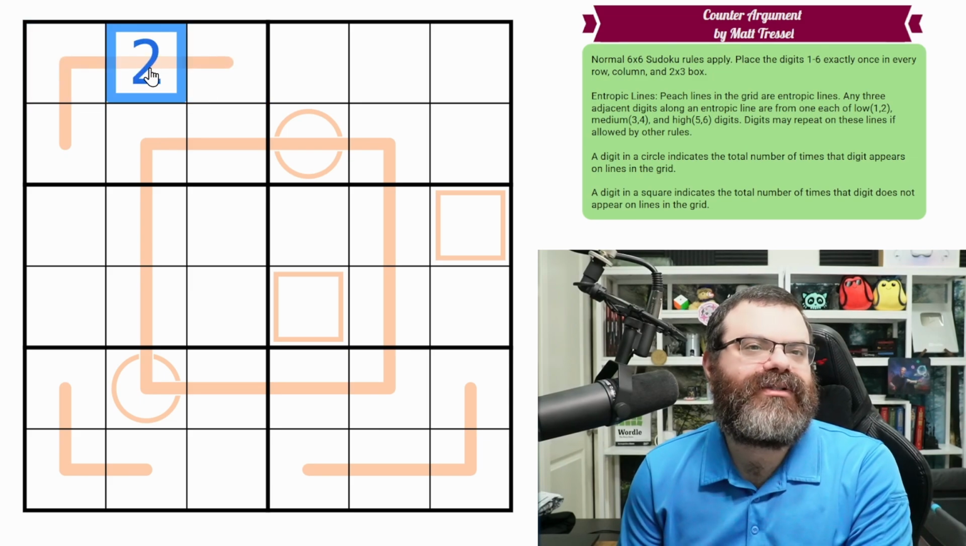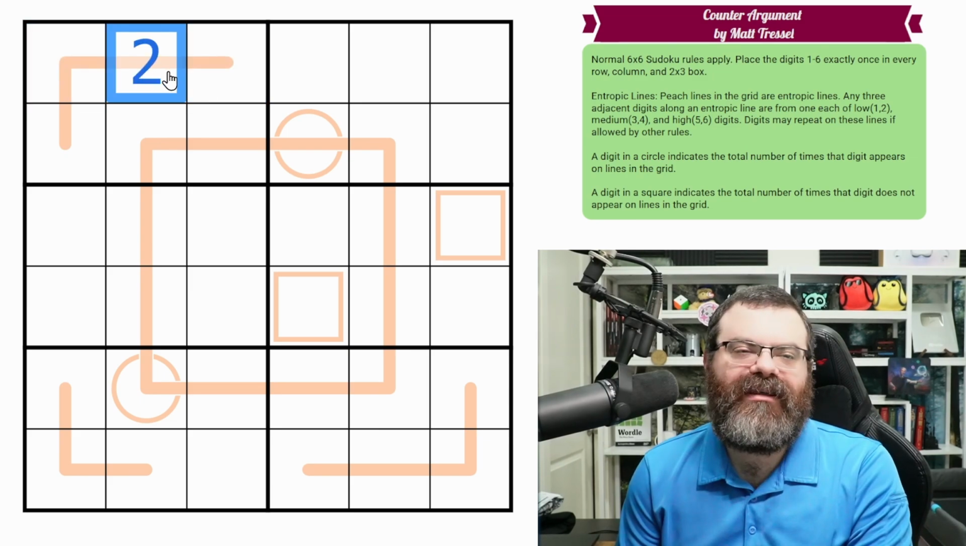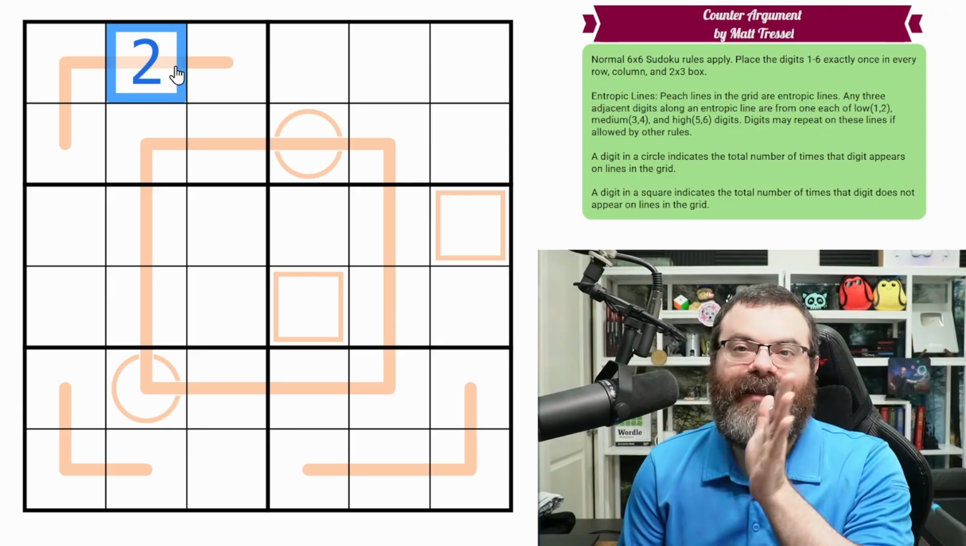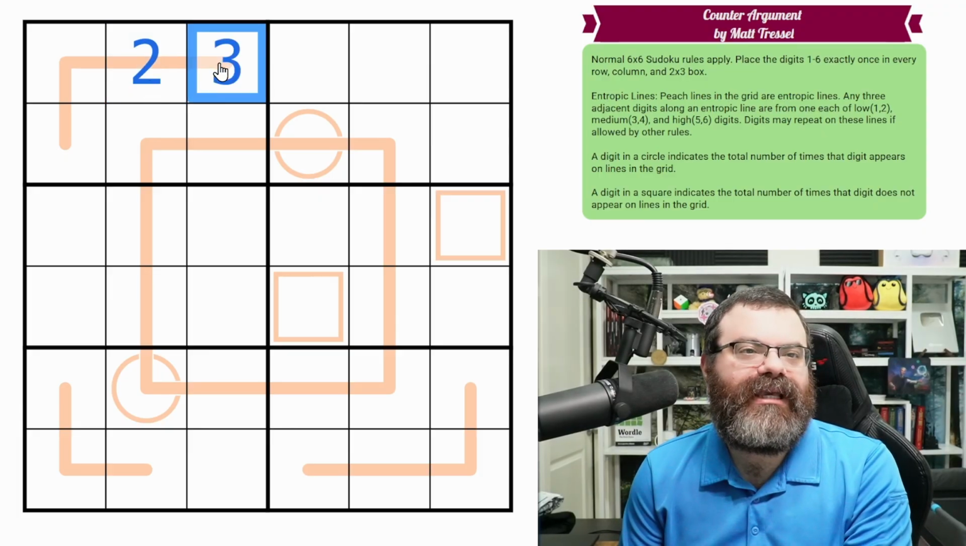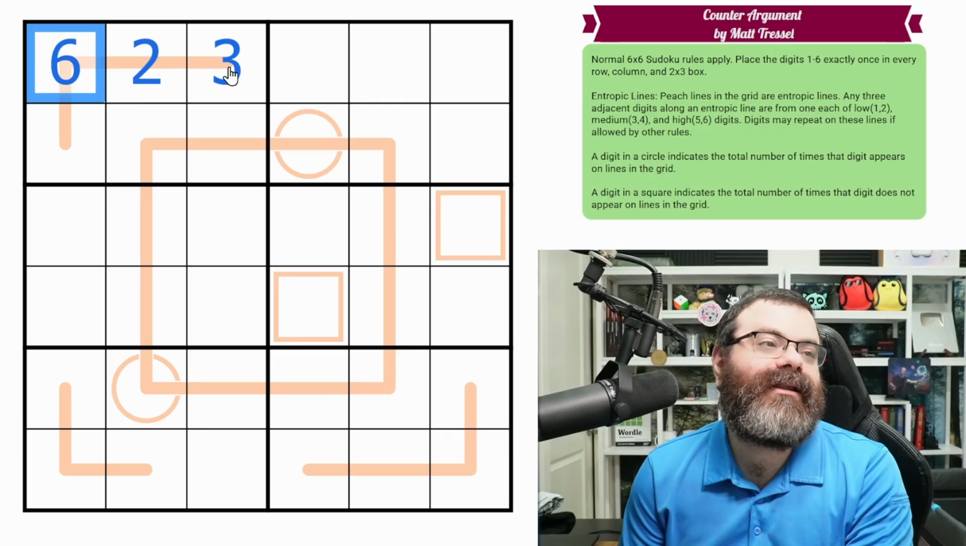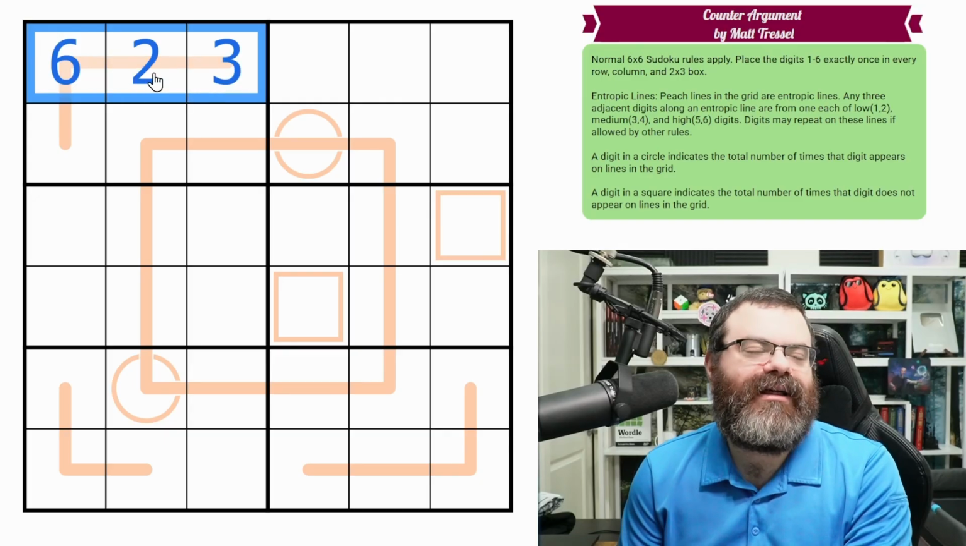Maybe the low is here, a 2. Low is 1, 2, medium is 3, 4, high is 5, 6. We're just sort of dividing it into thirds. So we could do 2, and then we could do 3, and then we could do 6, right? So within these 3 cells on this line, we've got one low, one medium, and one high digit.